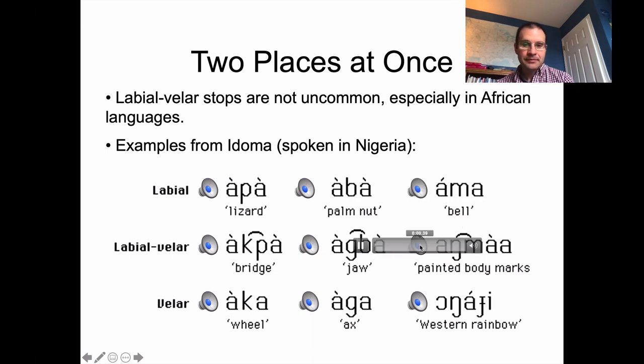Yeah, so with this one or this one, you should be able to hear the k and the p and the g, or the g and the b closure at the same time. You're not saying agba, you're saying agba. Yeah, so those are labial velars, doubly articulated stops.